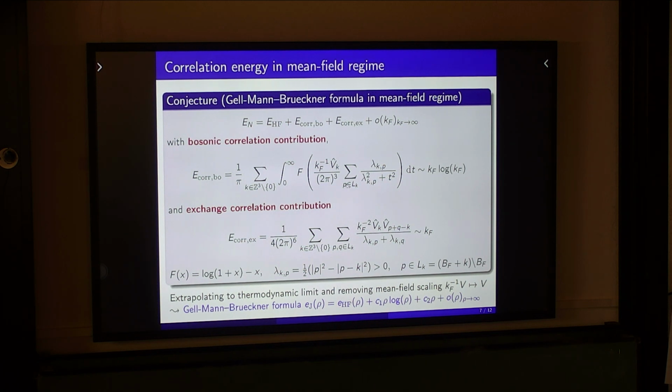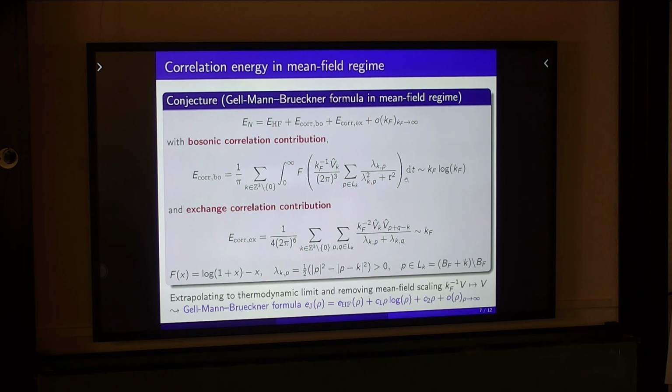Just to see what this term is, you see the function f. The function f is log(1 plus x) minus x. So the log(1 plus x) you can expand in a power series of x. The first term is linear, so this cancels by the minus x. There is no linear term. The next is quadratic, so you basically have the square of that.